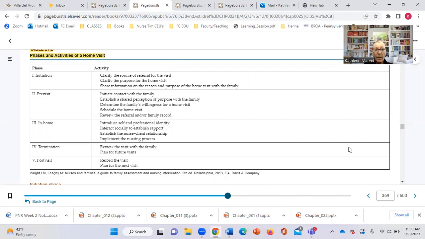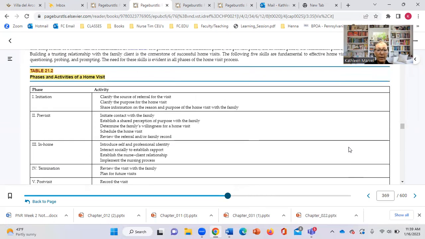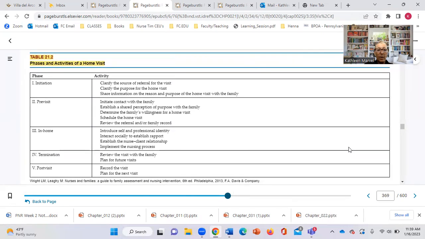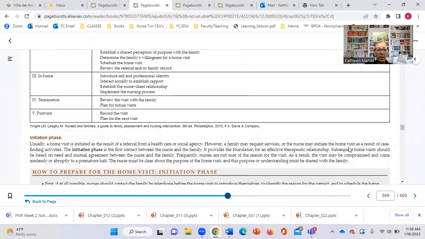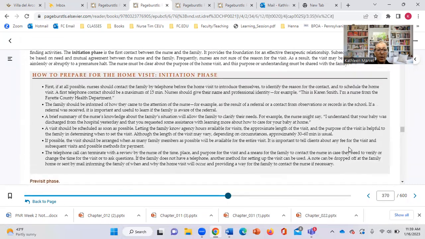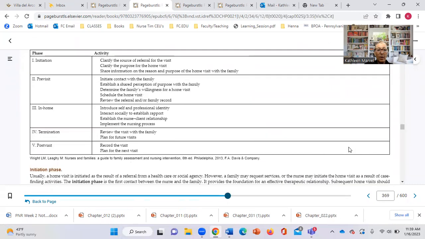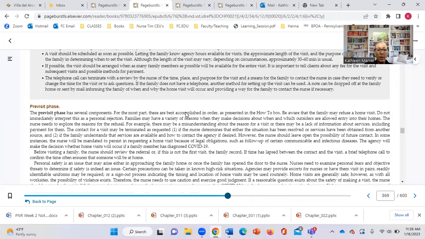The initiation phase, pre-visit phase, in-home phase, termination and post-visit. You're going to get asked about this. You're going to be given a scenario and asked which phase of the home visit this activity is in. So that's why I have that highlighted. Please know what these five different phases are. And then it goes through and describes each phase. I think it's perfectly fine if you have an understanding of what the phase is and some of the activities in each phase.